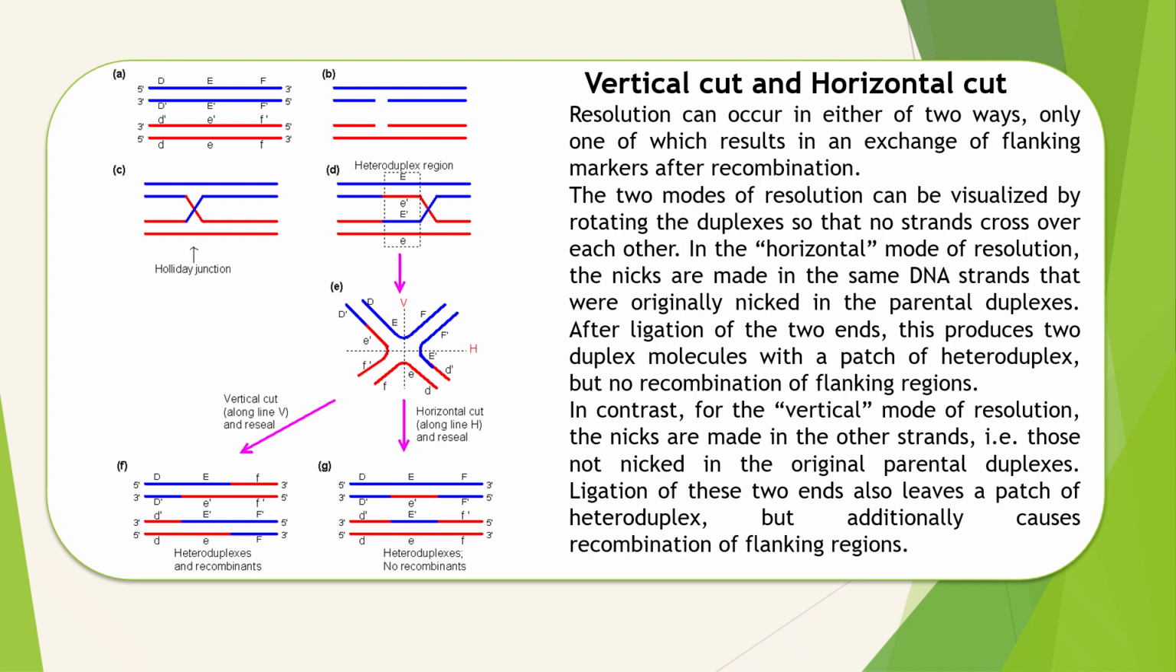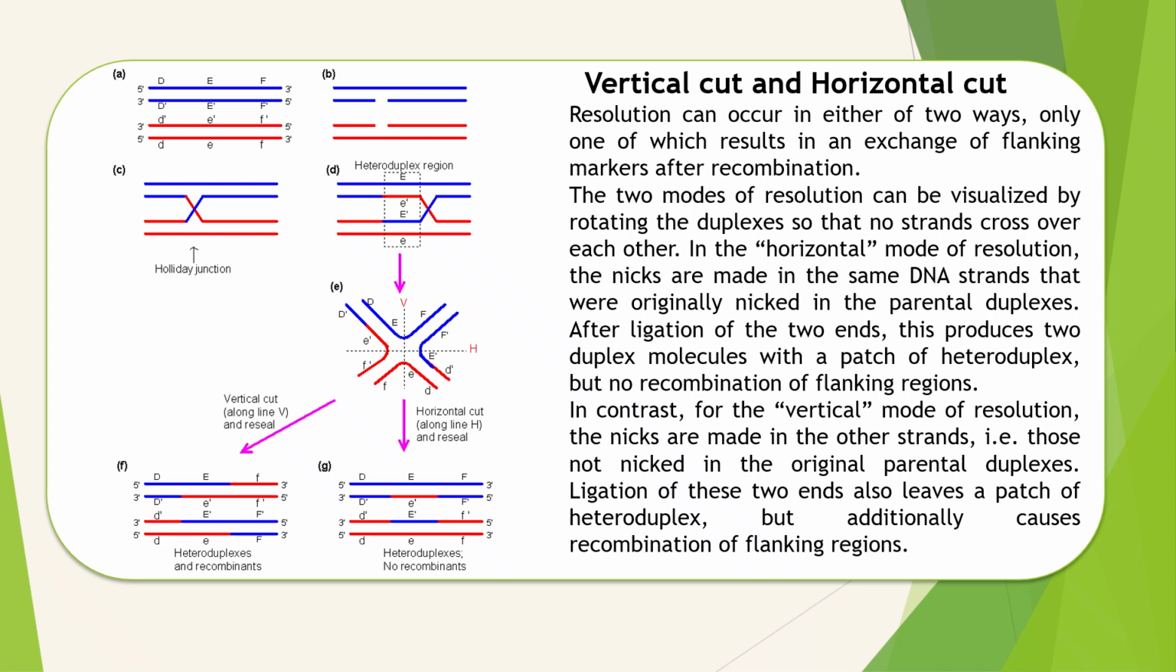Resolution can occur in either of two ways, only one of which results in an exchange of flanking markers after recombination. The two modes of resolution can be visualized by rotating the duplexes so that no strands cross over each other. In the horizontal mode of resolution, the nicks are made in the same DNA strands that were originally nicked in the parental duplexes. After ligation of the two ends, this produces two duplex molecules with a patch of heteroduplex but no recombination of flanking regions.